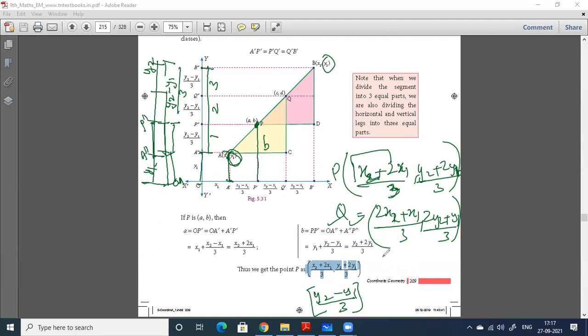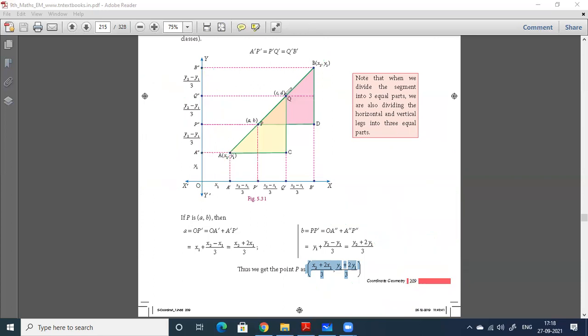So what you get is y1 plus (y2 minus y1) by 3. Now take LCM as 3, and you will get (3y1 plus y2 minus y1) by 3. 3y1 minus y1 becomes 2y1, plus y2, by 3. So that is how you get the y dash. The same way you have to get it for the other point Q also.